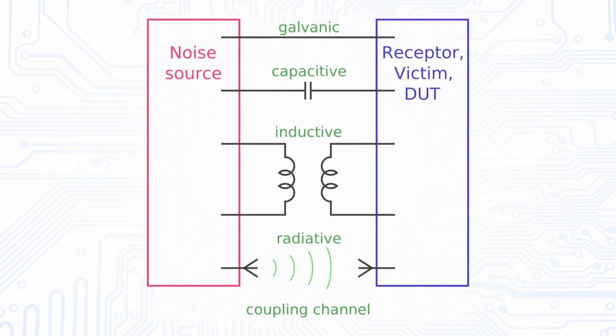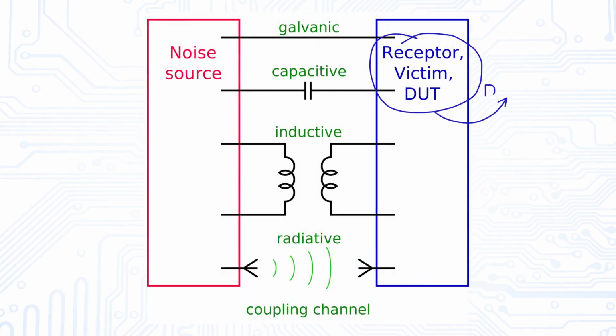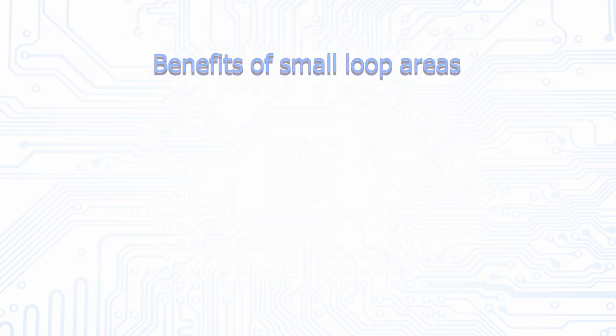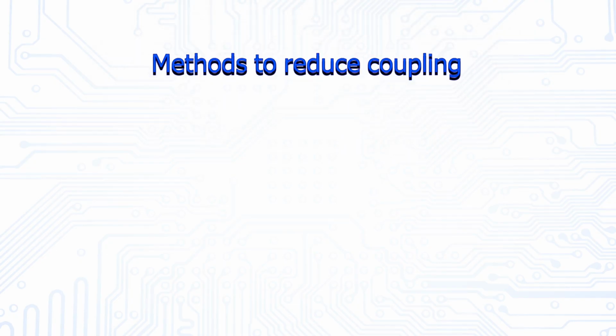The receptor or victim of interference, also known as the device under test, DUT, is the component within your system vulnerable to EMI, which we aim to protect. In the lab session, you will identify interference pathways, understand the benefits of minimizing loop areas, and compare various methods to reduce coupling effects. Now let's dive into a prevalent coupling type in EMC, galvanic coupling.